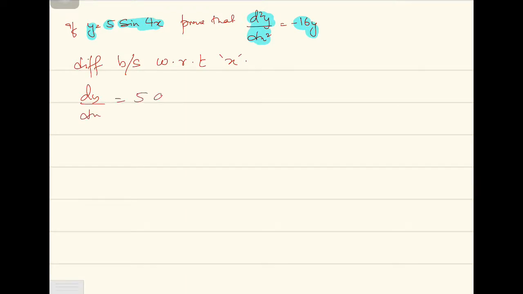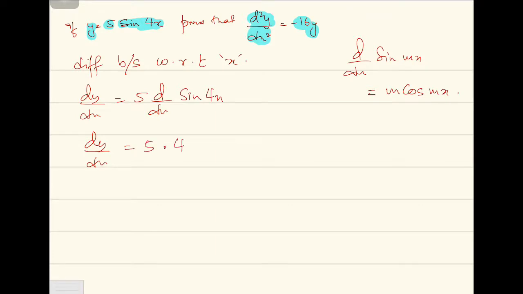There will be 5 out, d/dx of sine 4x. And what is the formula? What is d/dx of sine 4x, everyone? It's like d/dx of sine mx. What is d/dx of sine mx? If you see the standard formula, it's m cos mx, isn't it? So let's write here 5 into 4 cos 4x. Got it? Okay, so once we have this, dy by dx will ultimately become 20 cos 4x.